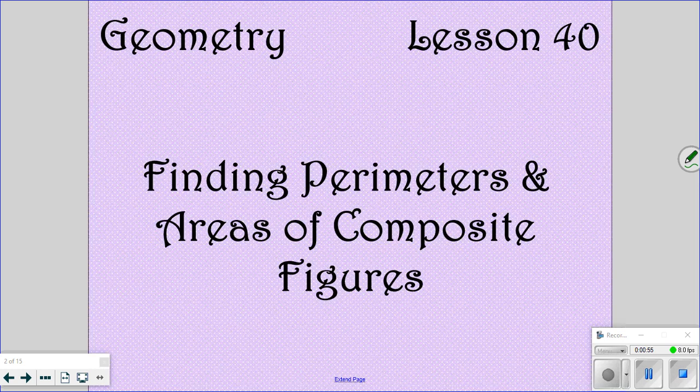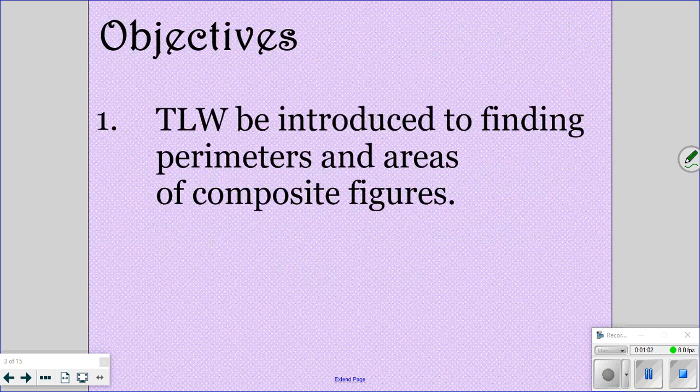So we're looking at lesson 40 today. We're going to be finding perimeters and areas of composite figures. So you'll hopefully be familiar with finding perimeters and areas of composite figures from middle school. If not, this isn't a terribly difficult concept. You just have to find perimeter and the area of the figures separately and combine them basically.